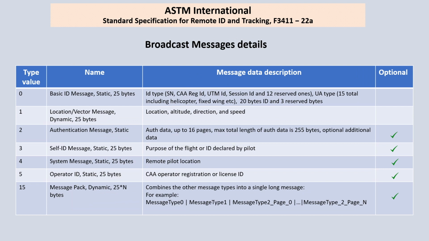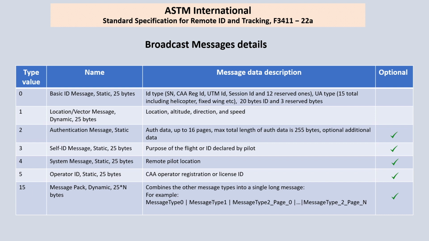Message type 0, they call it basic ID message. It is a static message, which means it should be transmitted at least once per 3 seconds. And the length of the basic ID message is 25 bytes. This message keeps information about remote ID, which can be serial number, session ID, or UTM ID.